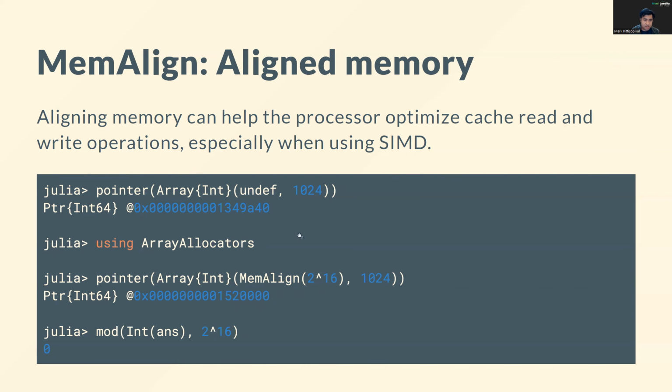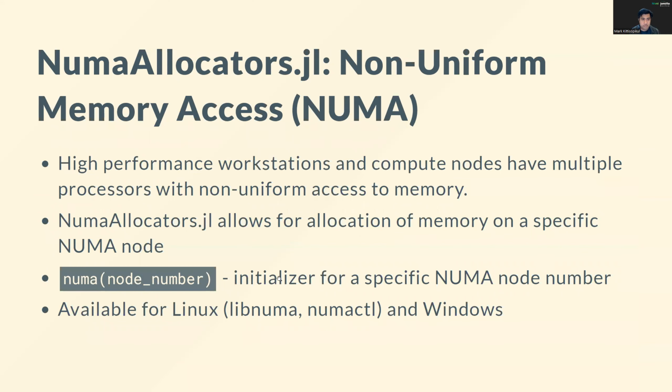This takes advantage of the underlying POSIX memalign and its analog in Windows. This should be relatively cross-platform. An extension of ArrayAllocators is NUMAAllocators.jl. This refers to non-uniform memory access. And this is particularly important when you're using multiple processors in high-performance workstations and compute nodes. So NUMAAllocators basically allows you to allocate memory on specific NUMA nodes. The initializer can be constructed by calling the function NUMA and just passing the node number that you want. This is zero-based. And this is available for Linux and Windows. And if you know about NUMA mechanisms in other operating systems, please reach out.